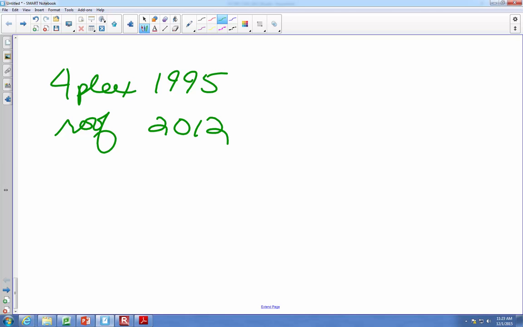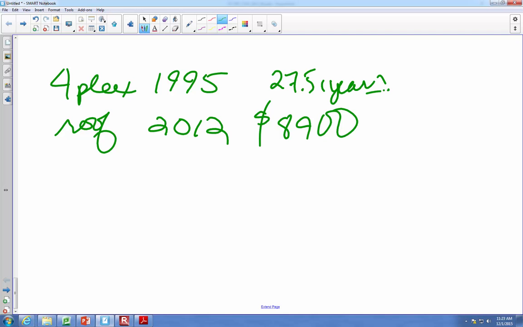Here's maybe what some people would do: write it all off, or take it over the rest of the life. My point is, this $8,900 roof, how many years are you going to take this thing over? So the question is, how many years does the fourplex go over in the first place? 27 and a half years, right? How many years have gone by when I get to the roof? 17.